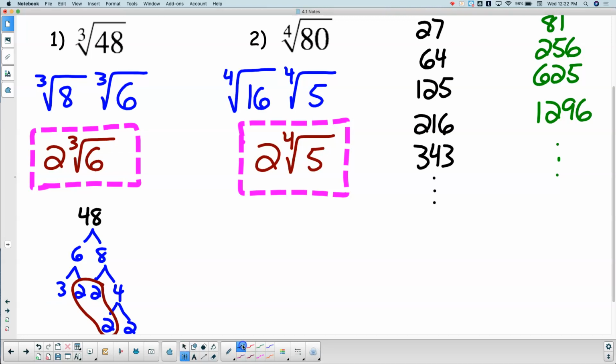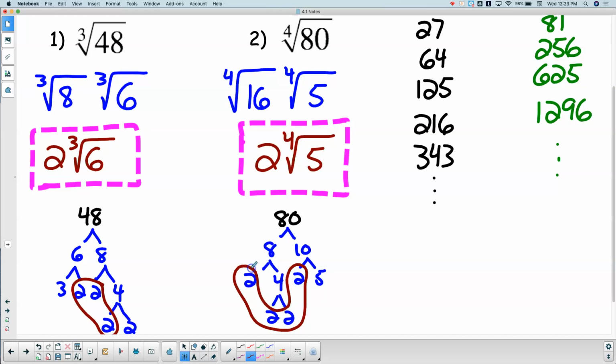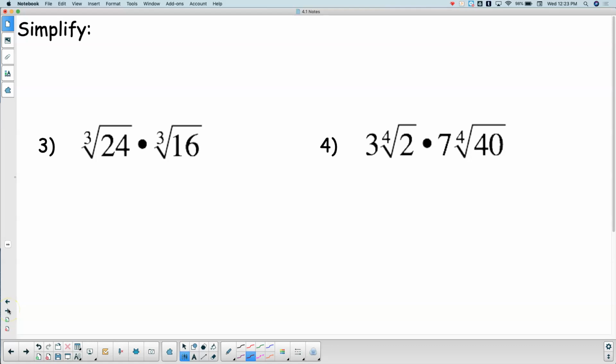80, same way. Here now I need 4 of them to get one out. Try those 2.